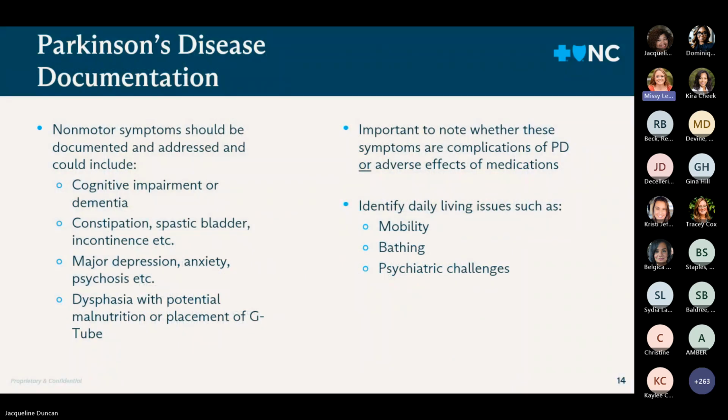When it comes to documenting Parkinson's disease, the motor symptoms associated in the early stages are largely considered signs and symptoms and would not be separately reported. However, the non-motor symptoms, also common, should be documented and addressed. These are the things that we talked about earlier, such as the cognitive impairment, bladder issues, depression and anxiety, and dysphagia that could cause malnutrition. Another important note to be made is whether these symptoms are related to the Parkinson's itself or they are adverse effects from any medications and indicating any daily living issues such as bathing, dressing, and eating. These are all needed to be able to choose the correct code or codes.